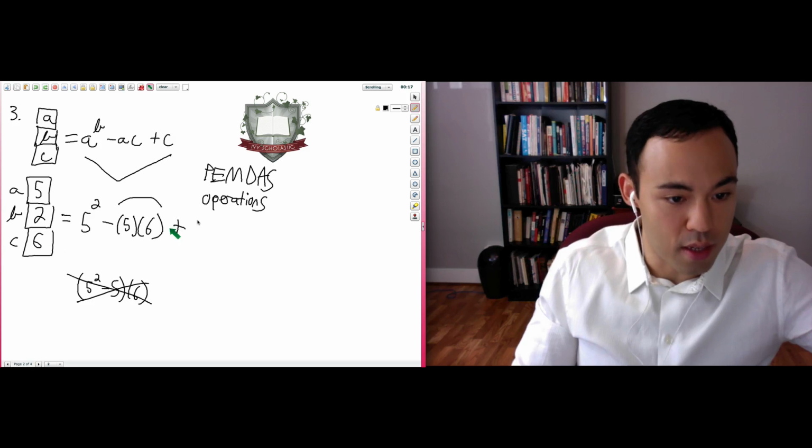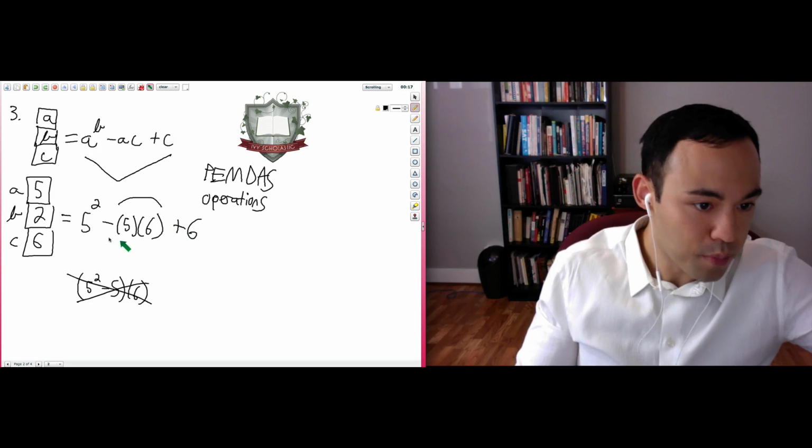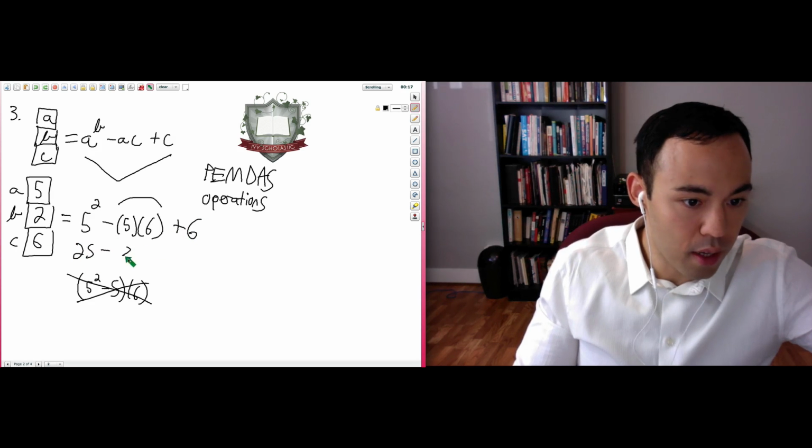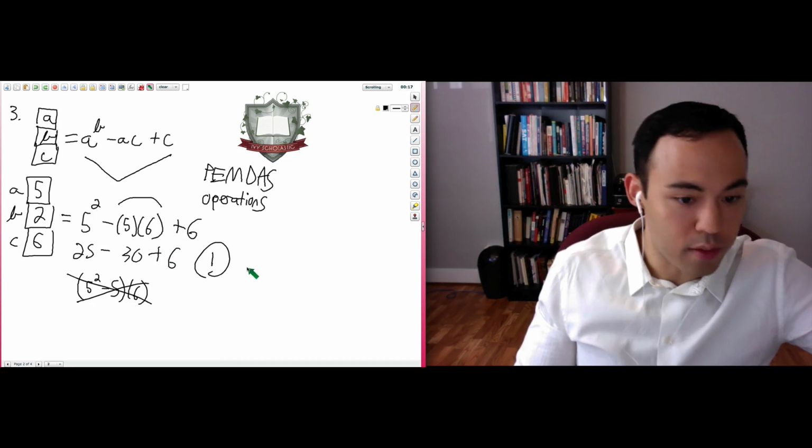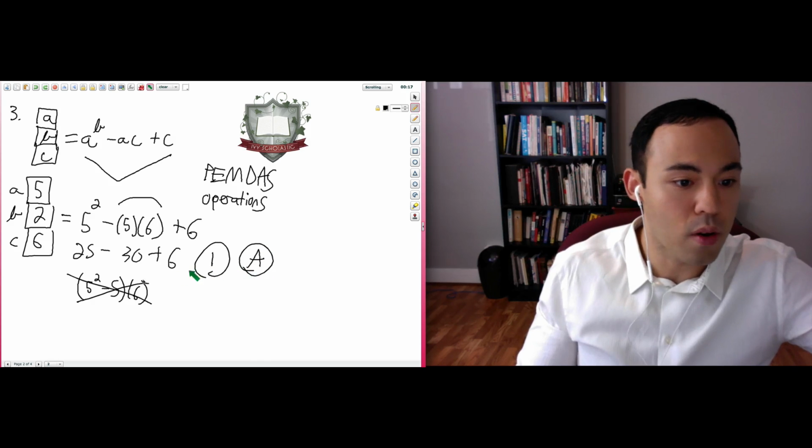Plus the C, which is 6. All right, so we got a 25 minus a 30 plus a 6. And so then our answer is 1, and that's answer choice A there.